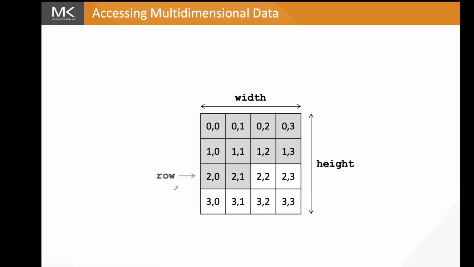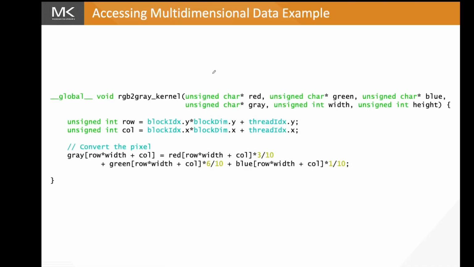So for example, if you want to access the element with row index row and column index col, you just need to compute it by multiplying the row index times the width, and then summing it with the column index, which is the offset. Then you get the index, and using this index, you can get the value. So it should be familiar from computer architecture courses. All right. So now let's focus on our kernel.